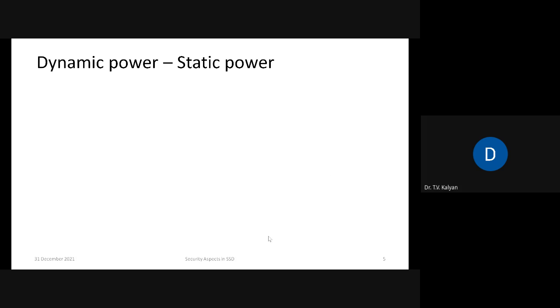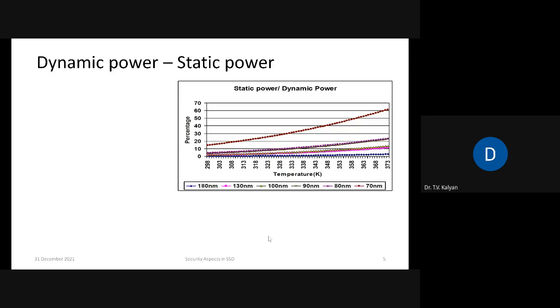Now let's look at the dynamics of these both components. So here is a graph where different lines are plotted for different technology nodes, starting from 180 nanometer to 70 nanometer. On the x-axis, we have temperature, and on the y-axis, we have the ratio of the static power to the dynamic power. So we can clearly observe that with the shrinking of the technology, the fraction contributed by static power is increasing.